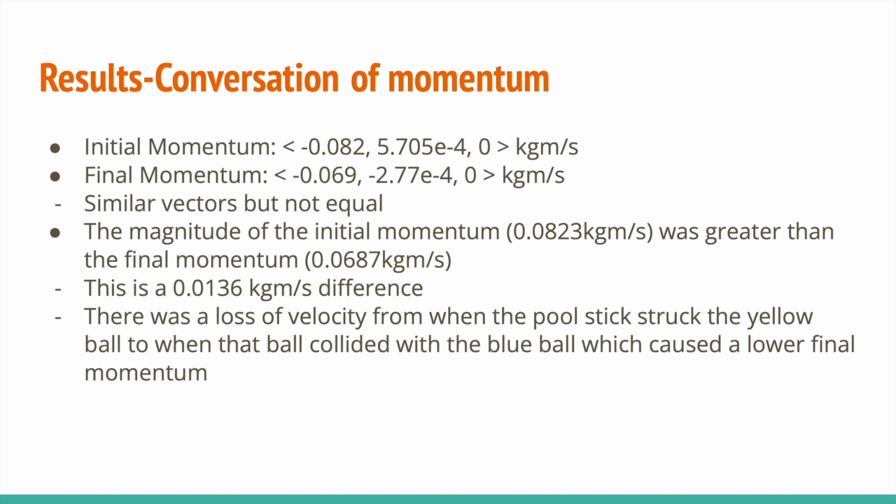The initial momentum was negative 0.082 for the x component, 5.705 times 10 to the negative 4th kilogram meters per second, while the final momentum was negative 0.069 for the x, negative 2.77 times 10 to the negative 4th kilogram meters per second. These are similar vectors, but they're not equal. The magnitude of the initial momentum was 0.0823 kilogram meters per second, which was greater than the final momentum, 0.0687 kilogram meters per second. That was a 0.0136 difference. There was a loss of velocity from when the pool stick struck the yellow ball to when that ball collided with the blue ball, which caused a lower final momentum.